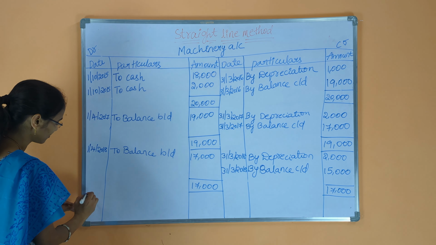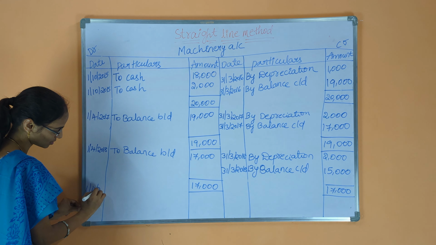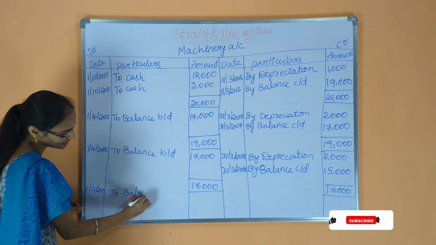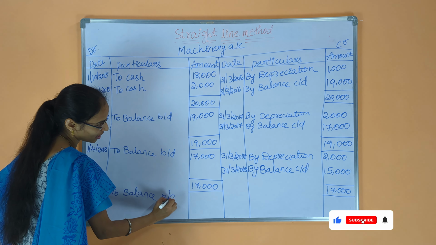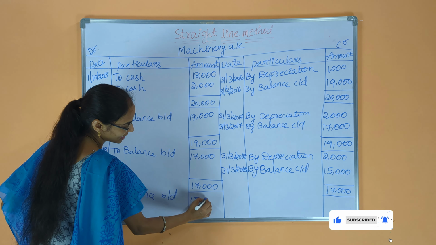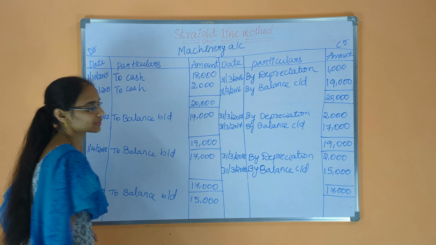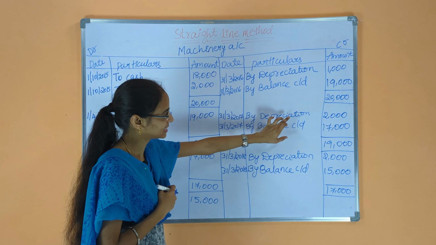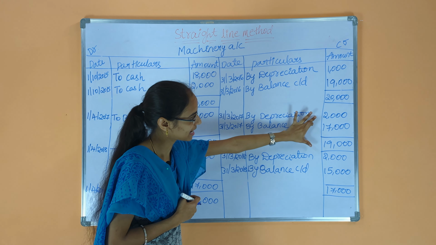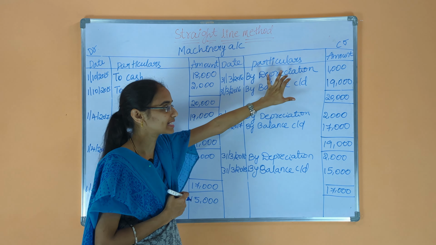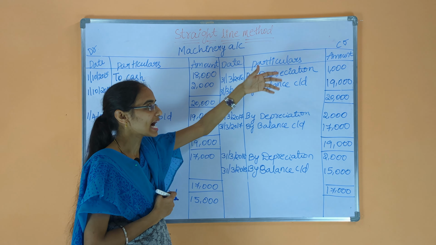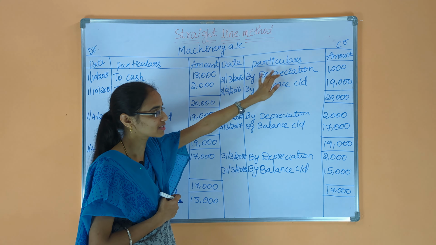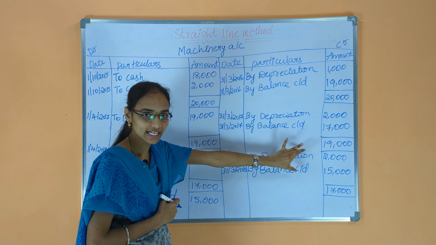Next year is 1st April 2019. To balance brought down, the amount is 15,000. That's all. Okay, here one thing is the same: only in the first year we purchased the machinery on 1st October, otherwise it was purchased on 1st April. The depreciation amount is 2,000. So every year the depreciation is the same.